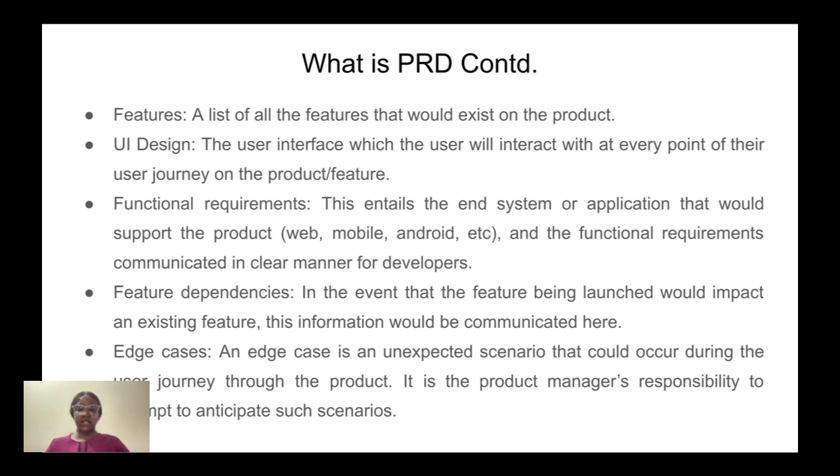Now, future dependencies, and this is usually for features that already exist. Let's say you've already put out your MVP and you are iterating on that product. It's already on the market. You're getting feedback, you're iterating on that product, right? Now, if you are about to launch another feature and you envisage that that feature will impact an existing feature, you communicate it on the PRD, because this also informs.